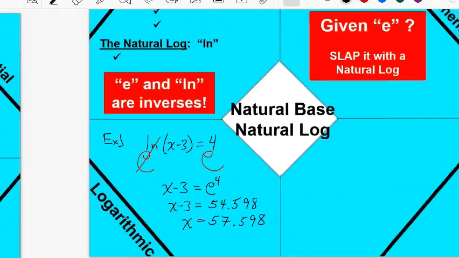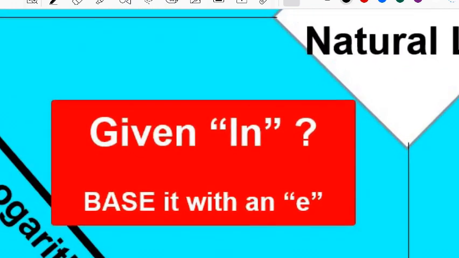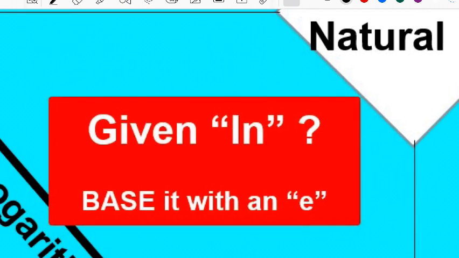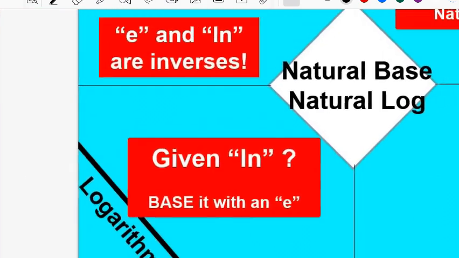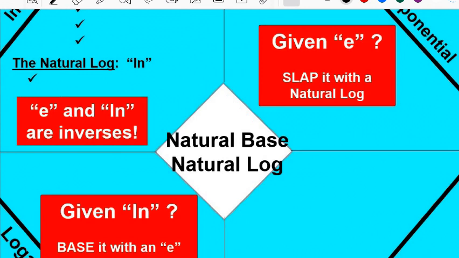If you have an ln, you're going to use an e. You're going to base both sides with an e. Now, usually students will catch on quickly here that essentially what's happening is if you have an e, you're going to use an ln, and if you have an ln, you're going to use an e. They always go together because they are inverses of each other.